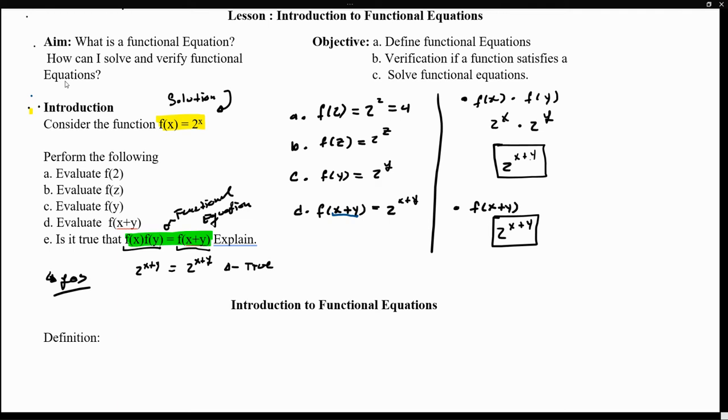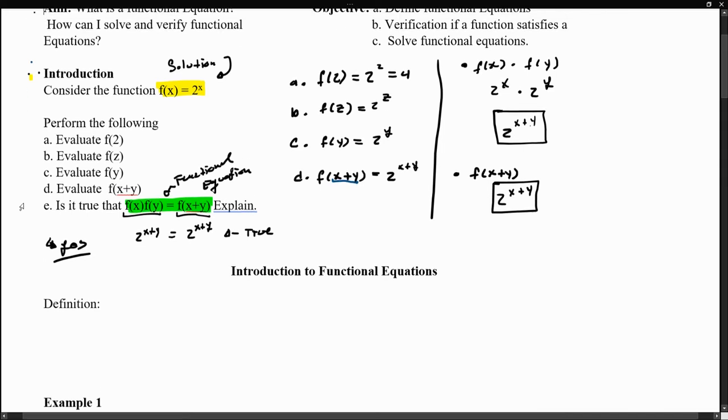And we just found out that the function 2 to the x fulfills this condition, because the left-hand side is equivalent to the right-hand side under this function. And this is pretty much what a functional equation is. A functional equation is an equation where the unknown is a function, and our objective is to find out what function makes this a true statement, or what function fulfills this condition.